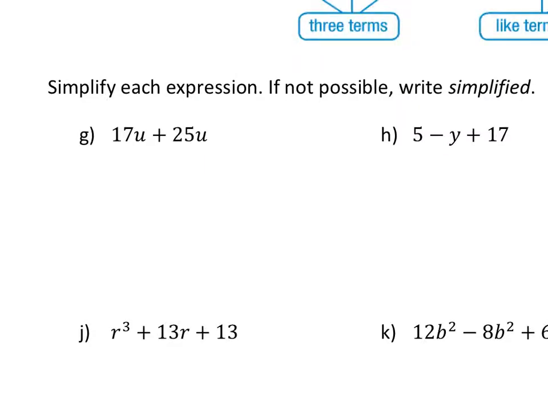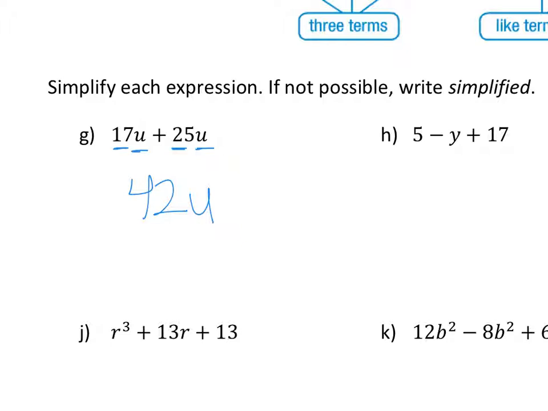Simplify each expression. If not possible, write simplified. 17u plus 25u. So let's take a look at the variables. The first term has a u. The second term has a u, both raised to the first power. Therefore, they are like terms. So all I need to do is add those coefficients together. 17 plus 25 is 42, so I have 42u.